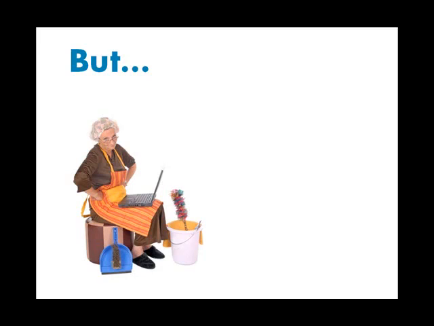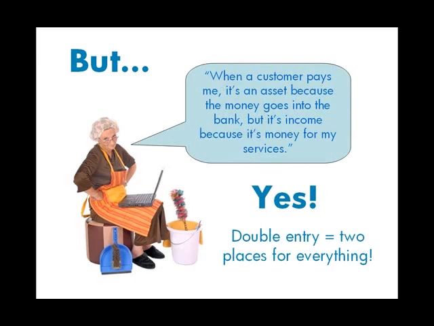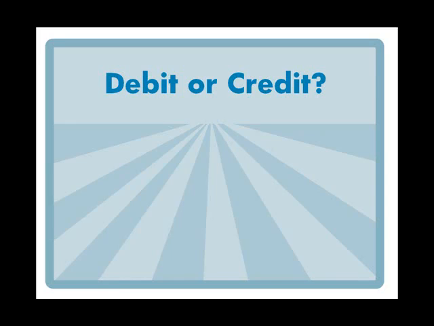Molly thinks about this. But then, when a customer pays for services, that would go into two places. It goes into the bank account, which makes it an asset. And it's money in exchange for services, so it's income. Absolutely right. That's double entry for you, because everything has to go into two places. Two different bookkeeping accounts.